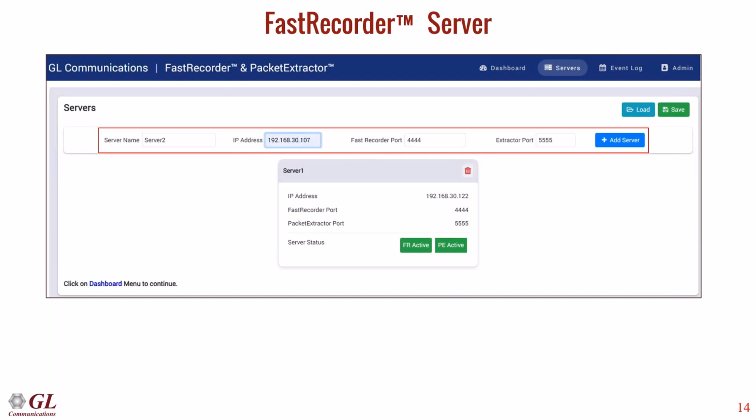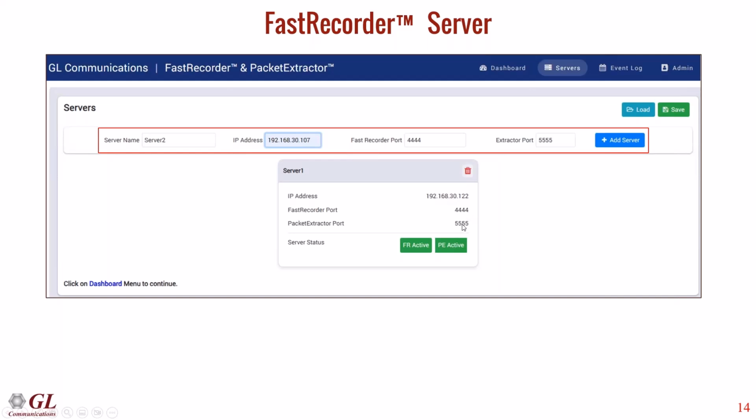So you see here in the middle of the screen, it says server 1 with the IP address of 192.168.30.122. So that's the server that's already configured, and you'll see there's a server status saying FR active, FR meaning fast recorder, and then PE active, PE meaning packet extractor. You'll see that there's ports that we've listed here.